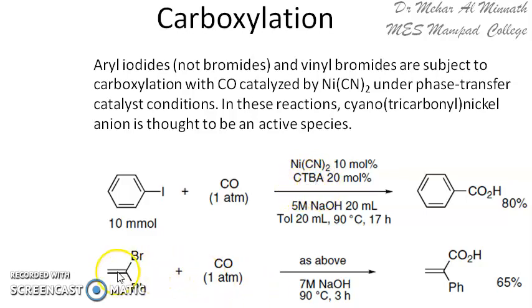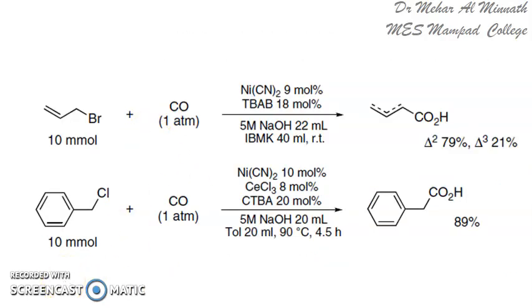Now here also you have the vinyl system, vinyl bromide. The bromine is replaced by COOH. Same reaction, same reagents, nickel cyanide and CTBA. Another example, one or two examples for carboxylation. Here we have the allyl system. You are adding carbon monoxide. You are using NiCN2 and TBAB as the phase transfer catalyst. And you can see the Br is replaced by COOH.